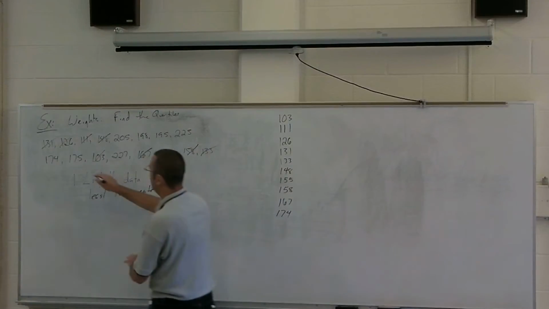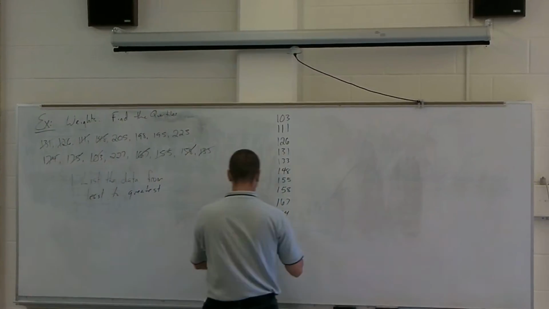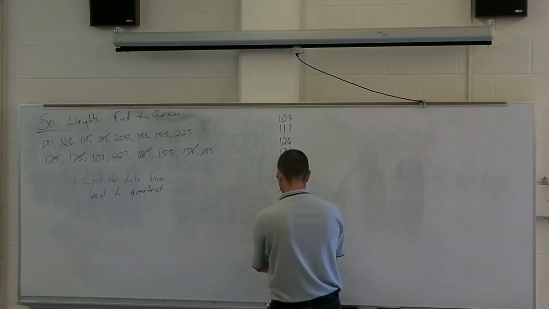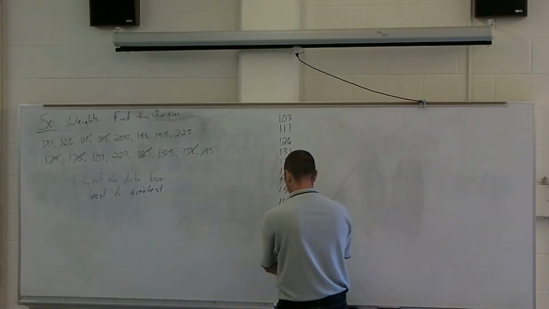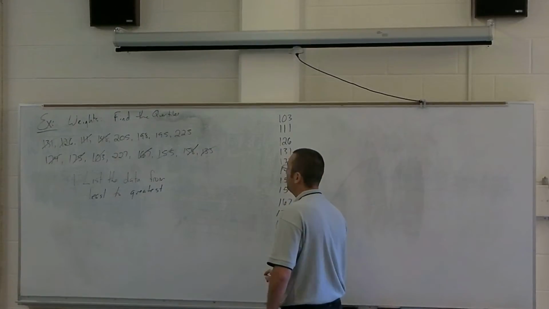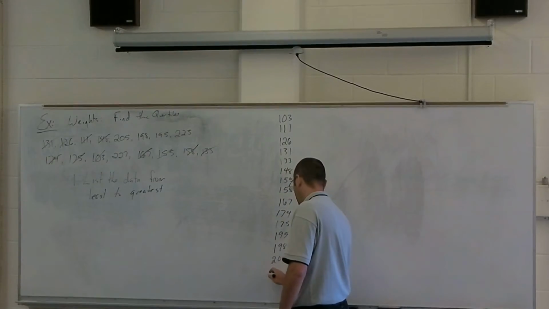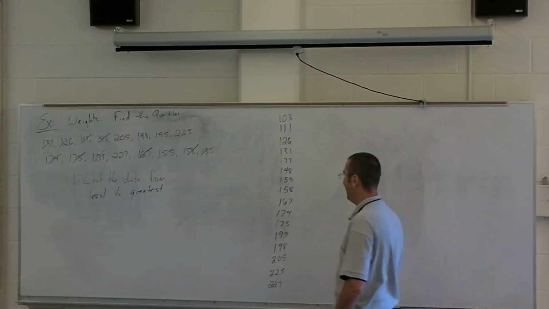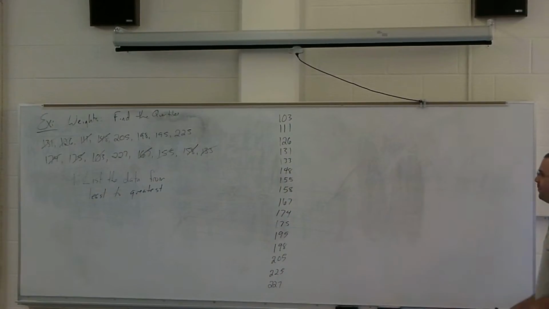Then 174, 175, 195, 198, 205, 225, and 227. All right. Good job. So there we go. We have our data listed from least to greatest.